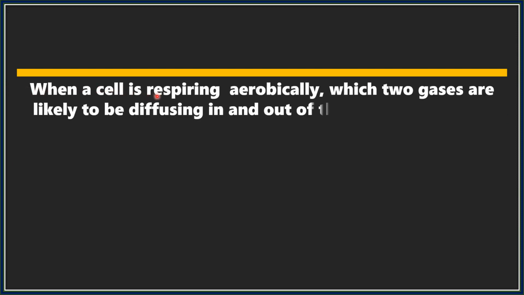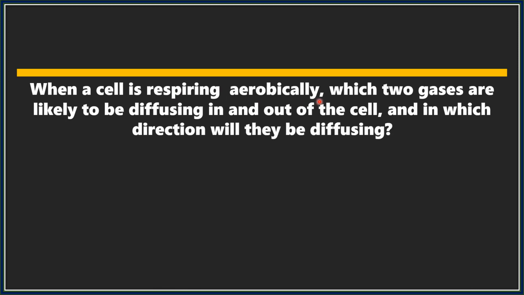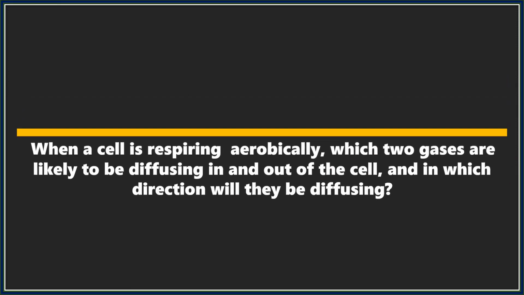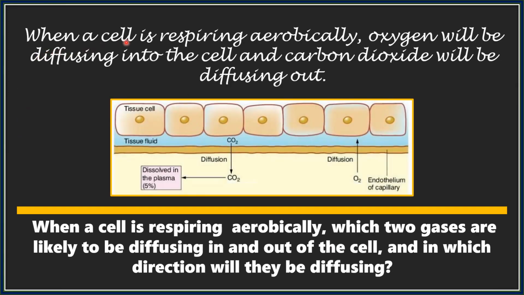When a cell is respiring aerobically, which two gases are likely to be diffusing in and out of the cell, and in which direction will they be diffusing? When a cell is respiring aerobically, oxygen will be diffusing into the cell and carbon dioxide will be diffusing out.